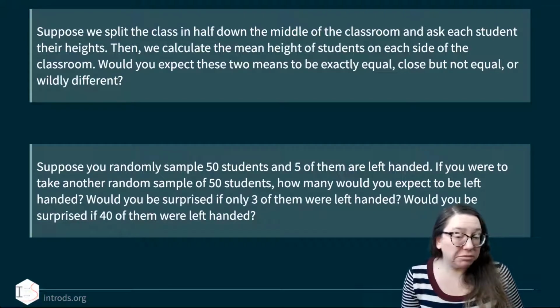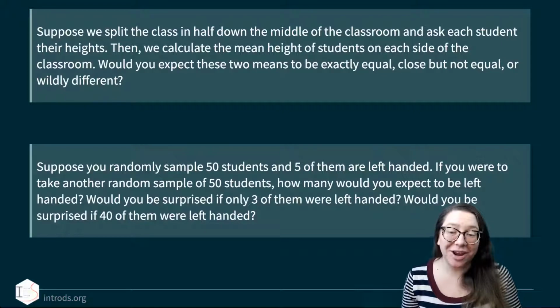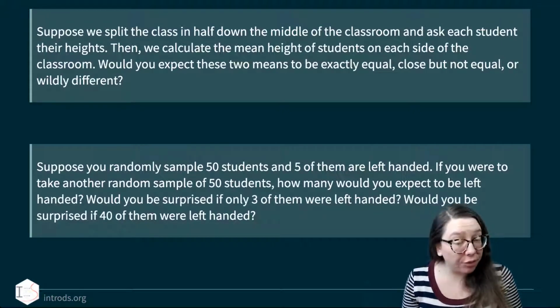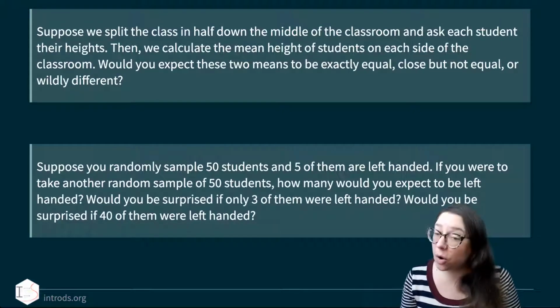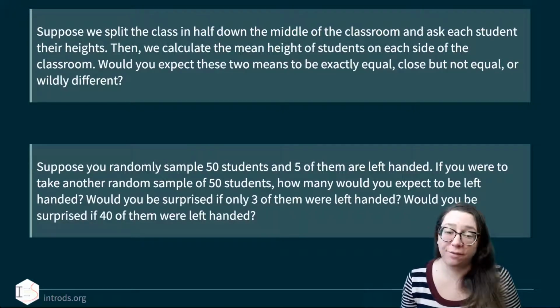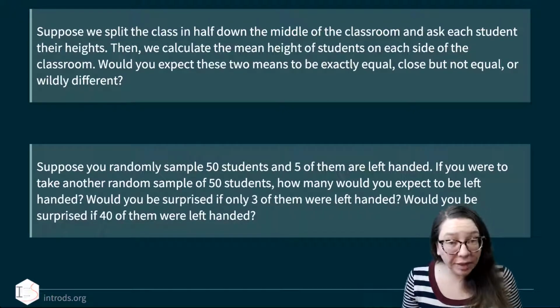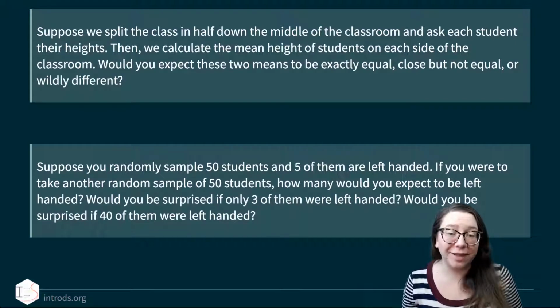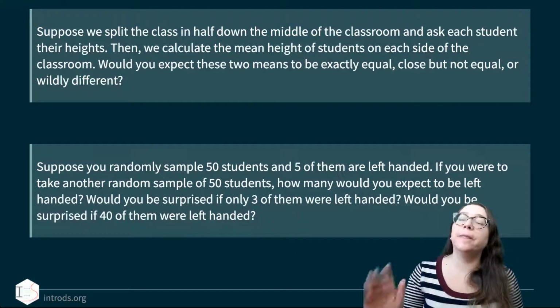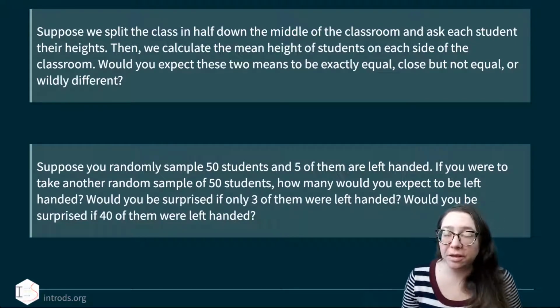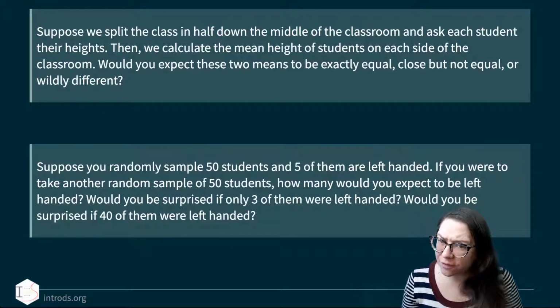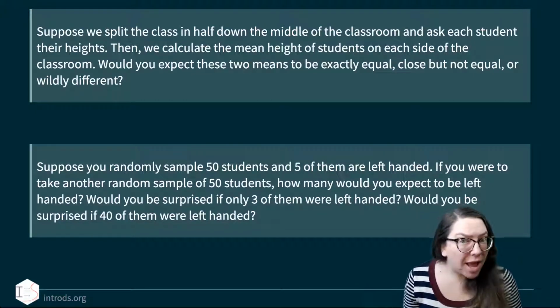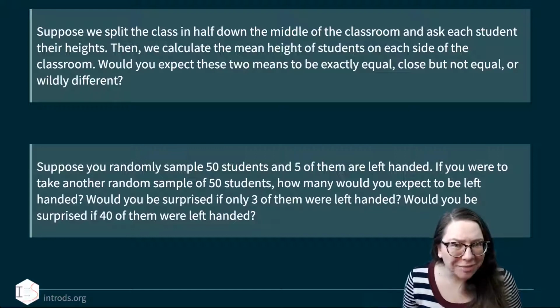If you're thinking something like 5, you're on the right track. Would you be surprised if only 3 of them were left-handed? Or would you be surprised if 40 of them were left-handed? I think if your original sample had 5 left-handed people out of 50, and then the next sample had 3, you might say, yeah, it's just random chance. Maybe the next one will have 7. But if 40 of the 50 you sampled were left-handed, you would probably think, do I really have a random sample here, or is there something else going on?